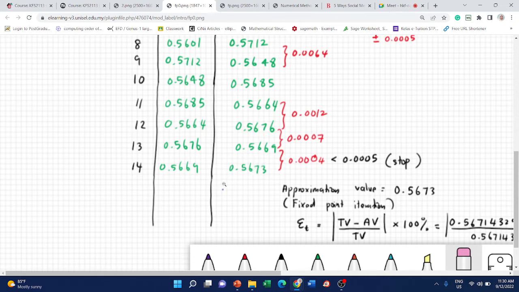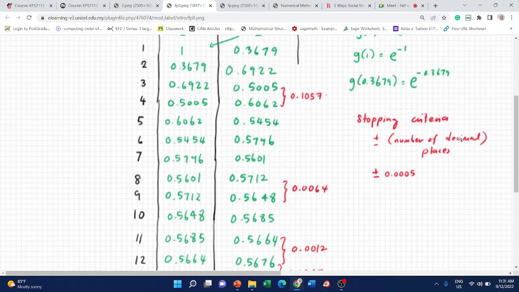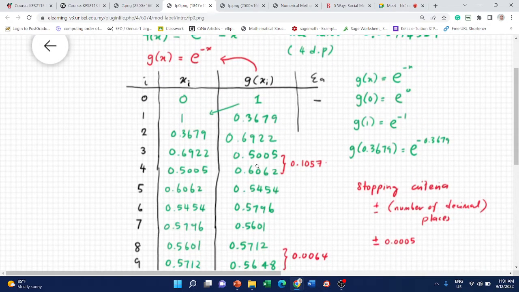0.5673. Any questions about this one? No, we don't. Okay, now it looks simple to compute, right?